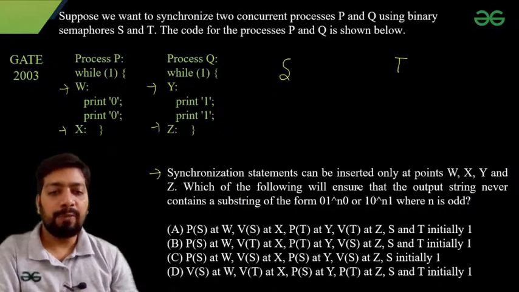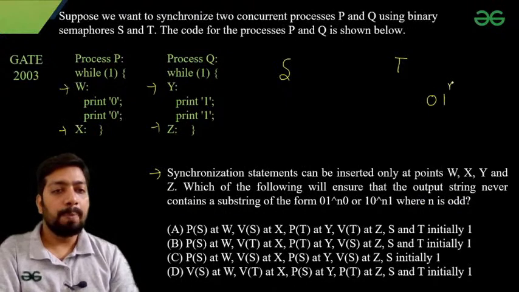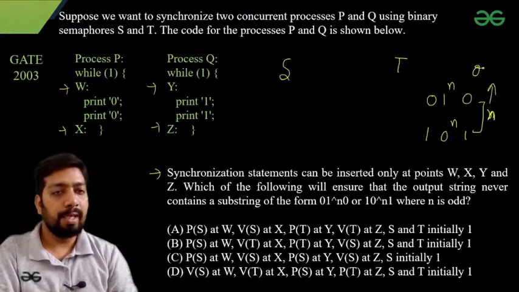Fine. Which of the following will ensure the output string will never contain a substring of 0 1^n or 1 0^n where n is odd. So what is it asking? 0 1^n 0 or 1 0^n 1, where n is odd. Fine. So this should not be the case.